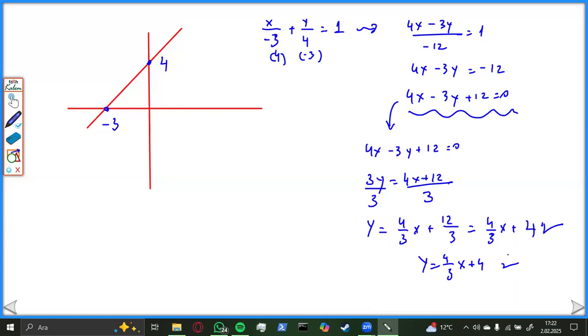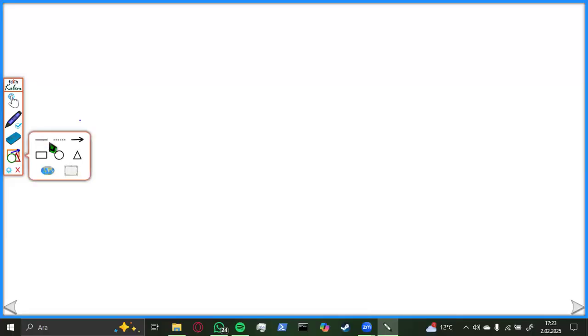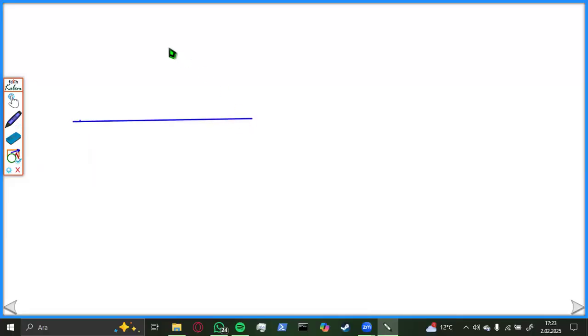In general, you need to convert the equation to general form, gradient intercept form, or another form according to the options in the question. Sometimes you also need the equation in different forms. Be careful while solving the question. We can also show the last option. You may also see a line like this.